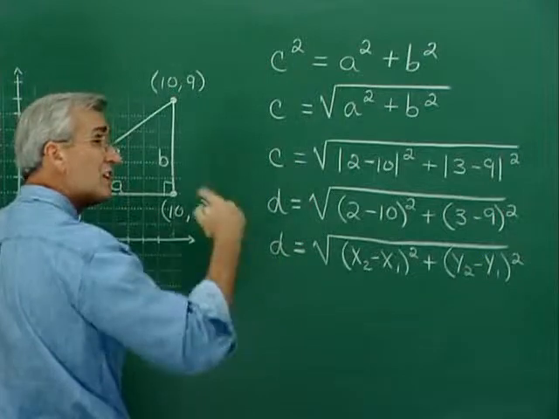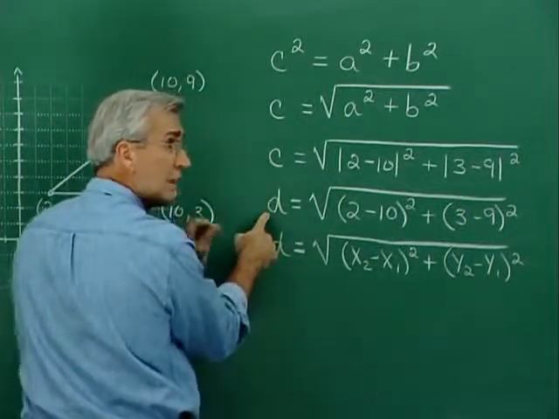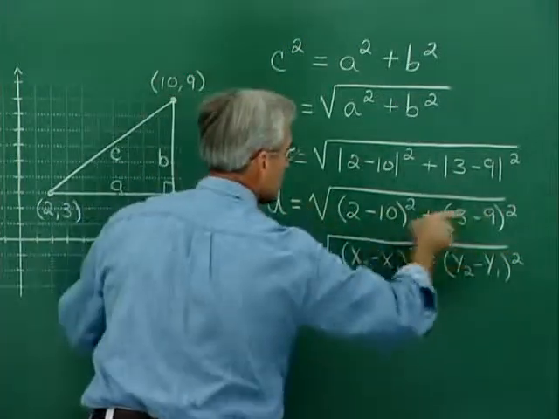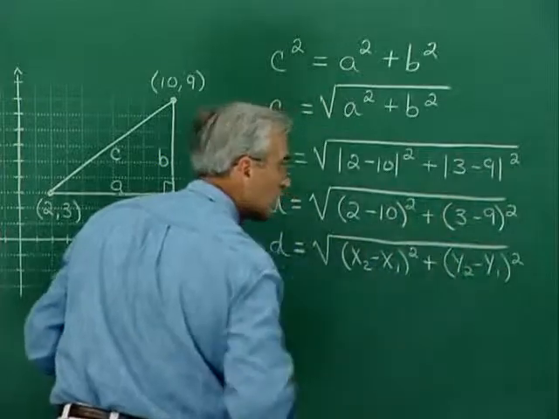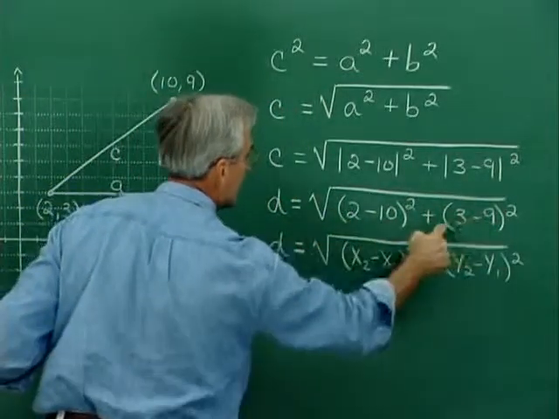Now I'm calling this the distance formula, so we'll label the C value D. We'll just change the labeling on it, D for distance, you see, between any 2 points. So this is the general idea. Now here's what I want you to notice. You see the 2 and the 10 here, the 3 and the 9 here?